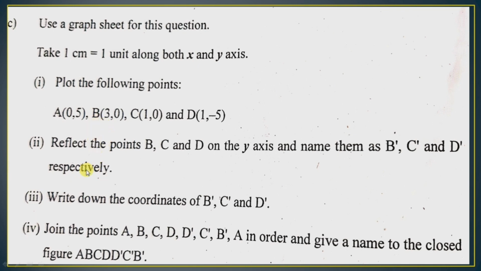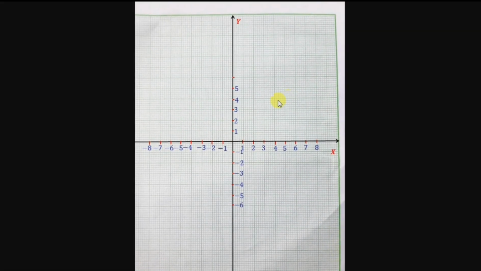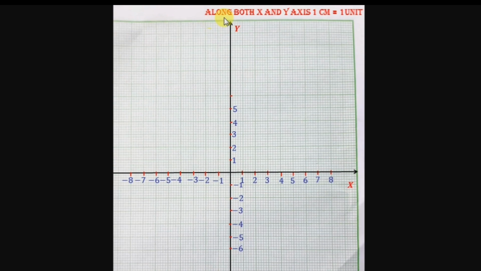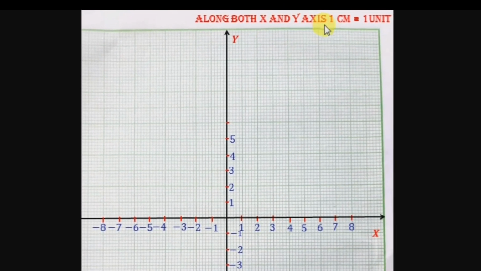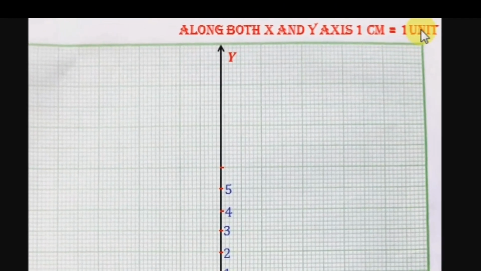So number 3, write down the coordinates of B prime, C prime and D prime. Join the points A, B, C, D, D dash, C dash, B dash, A in order and give the name to the closed figure A, B, C, D, D dash, C dash, B dash. Now according to the question, our scale is along both x and y axis, 1 centimeter is equal to 1 unit.